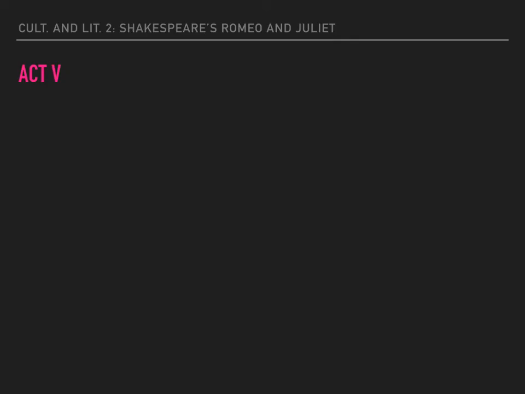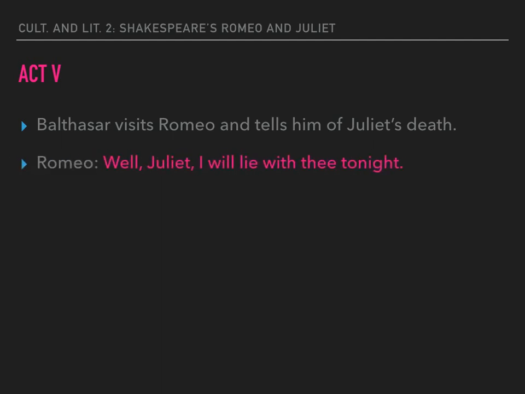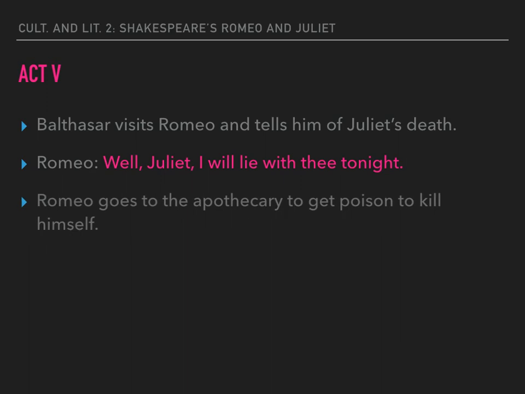We then get to Act 5. And in Act 5, Balthazar visits Romeo and tells him that Juliet's been killed. Romeo says, well, Juliet, I will lie with thee tonight. Romeo goes to an apothecary in Mantua to get poison to kill himself. Funny enough, at this time, he also knows that this is going to be a punishable offense.